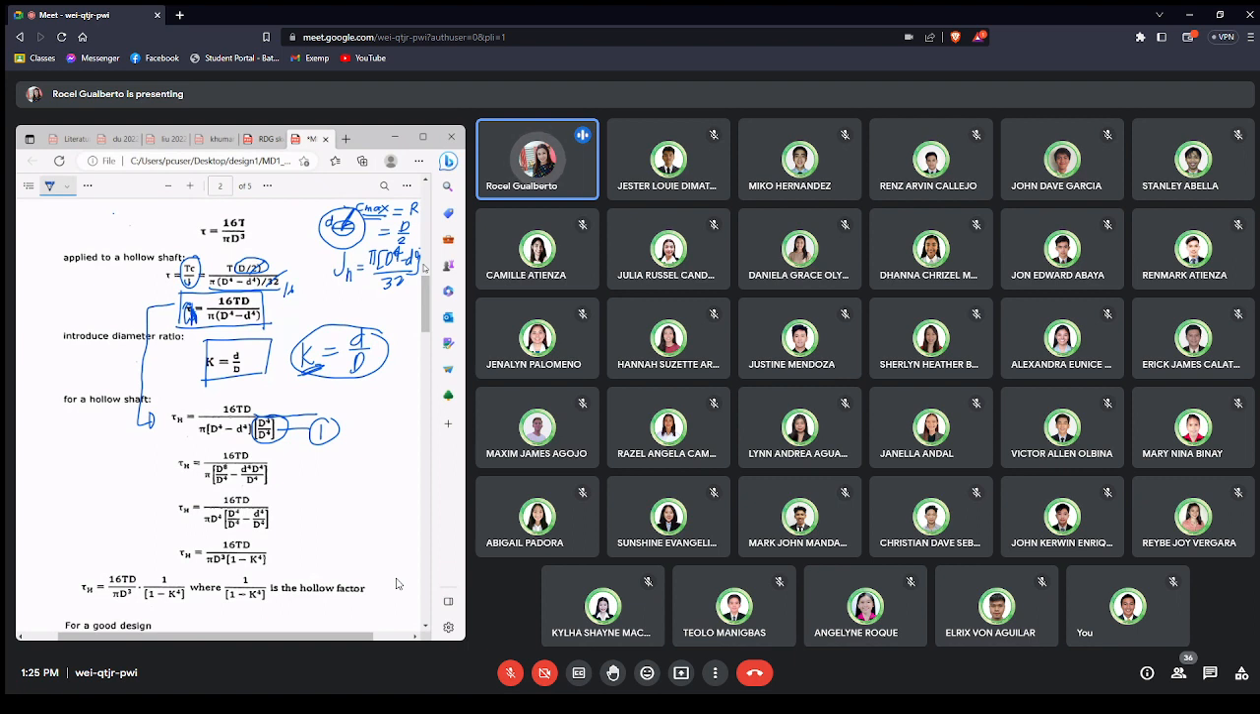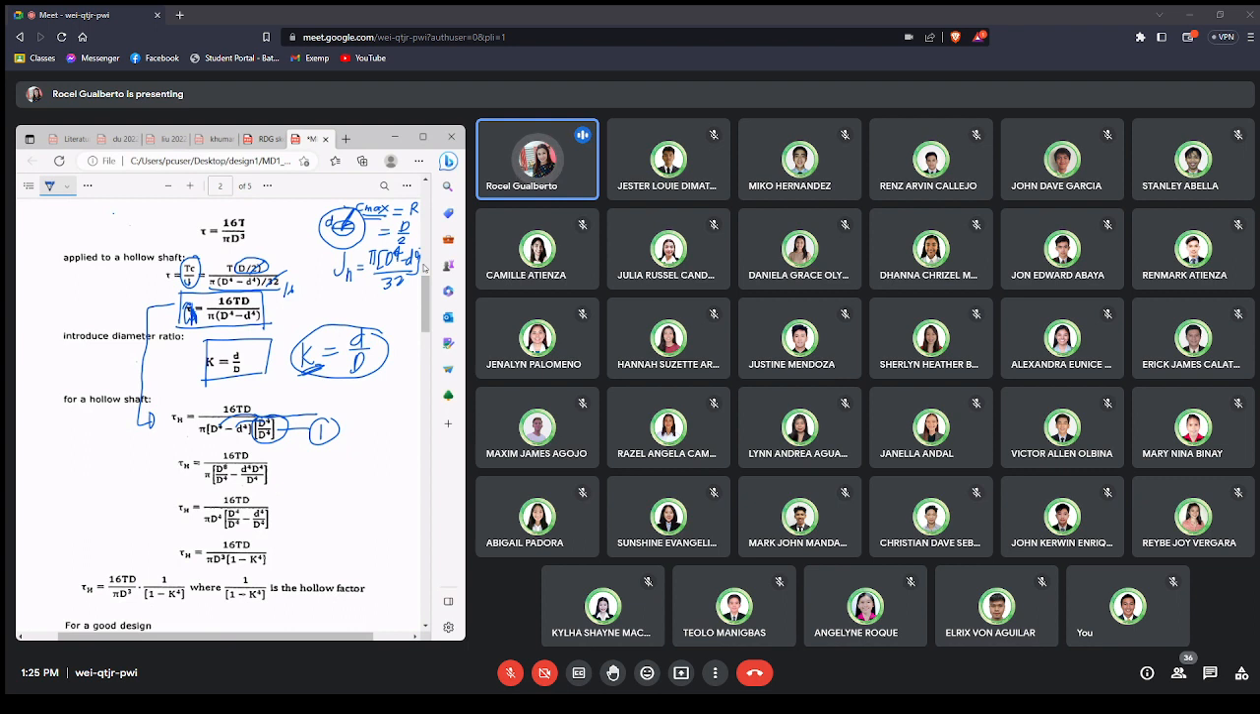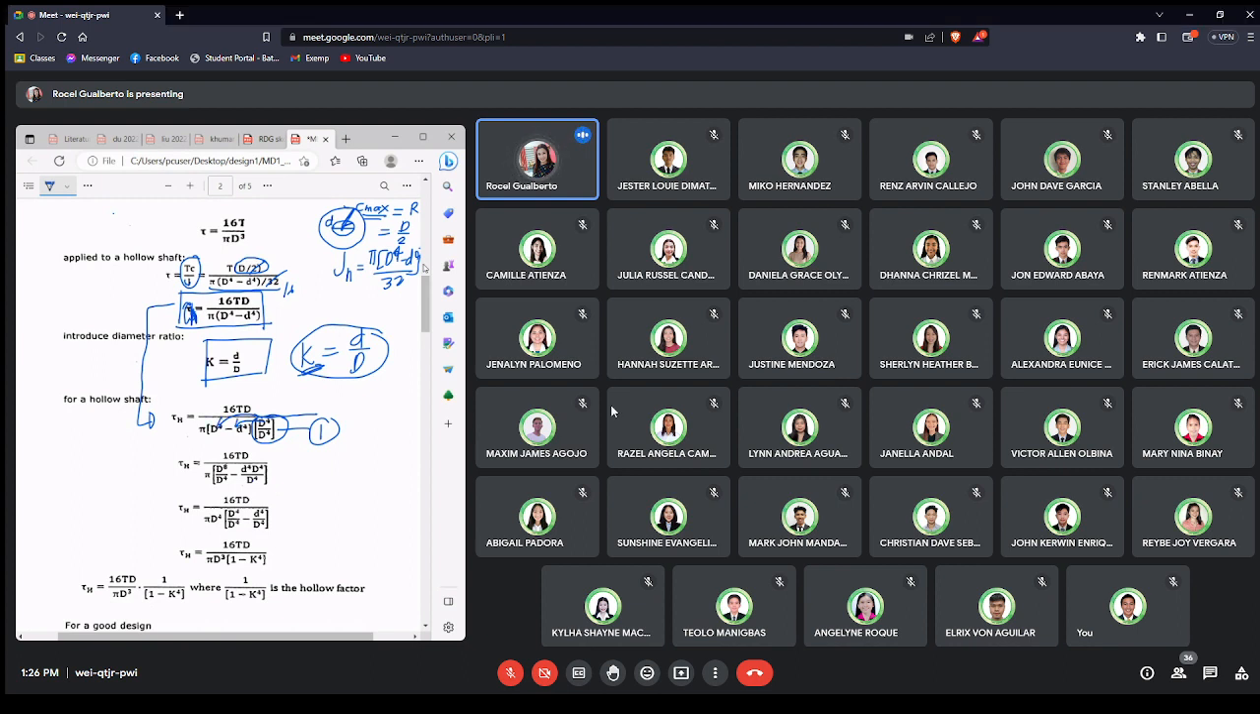Okay? So, if you multiply this by D to the fourth over D to the fourth, ano po yung nangyayari? Okay? So, the numerator is still the same, 16 T. And then you have there pi. Ito po, i-multiply po natin dito, tapos po dito. So, this will become D to the 8th over D to the 4th. Dito naman po, d to the 4th over D to the 4th. So, we have here now, D to the 8th over D to the 4th.